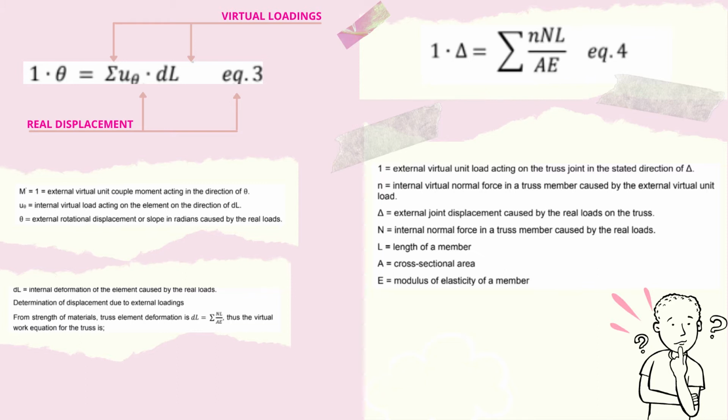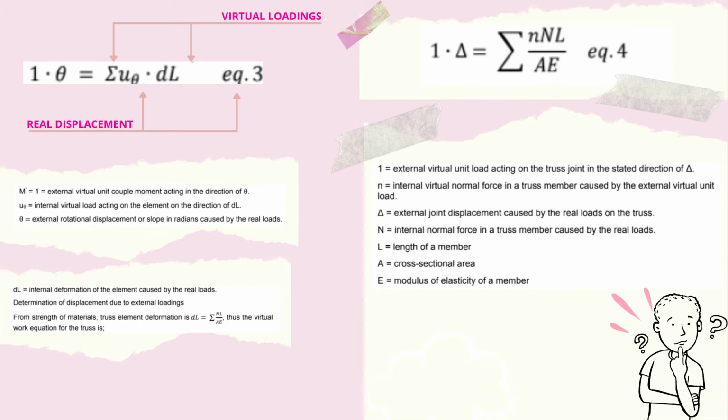Determination of displacement due to external loading. From strength of materials, truss element deformation dL is equal to the summation of NL over AE. Thus, the virtual work equation for a truss is 1 multiplied by delta equal to the summation of nNL over AE, for equation number 4, where 1 is the external virtual unit load acting on the truss joints in the stated direction of delta.